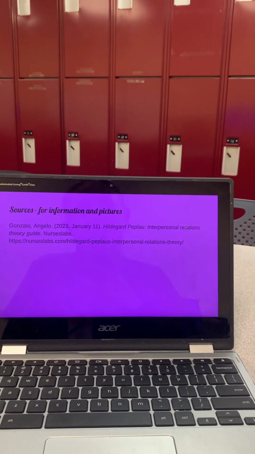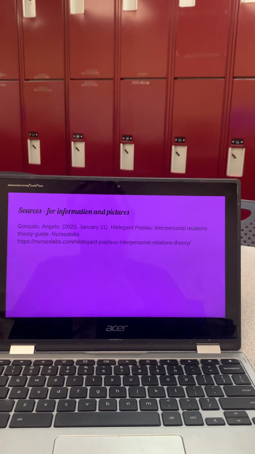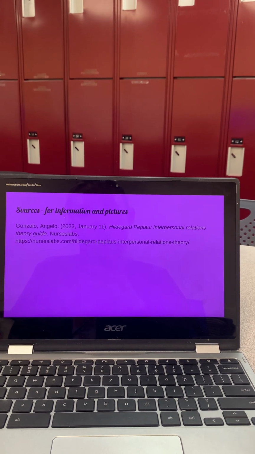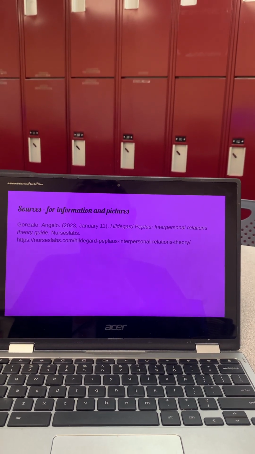And then here are my sources for the information and pictures. I got them all from the same website we used for the required reading. Thanks.